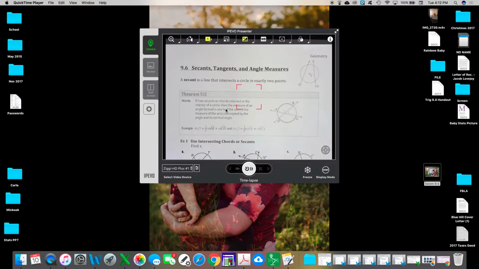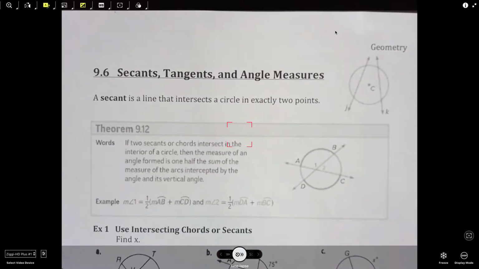Hey, geometry, this is section 9.6. In section 9.5, we talked about tangent lines. So I'm going to review that really quick.